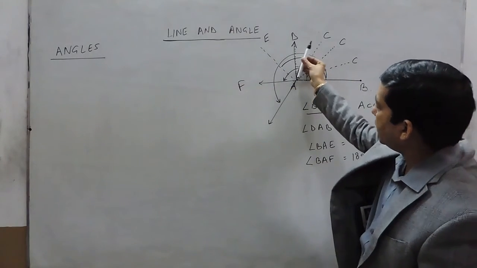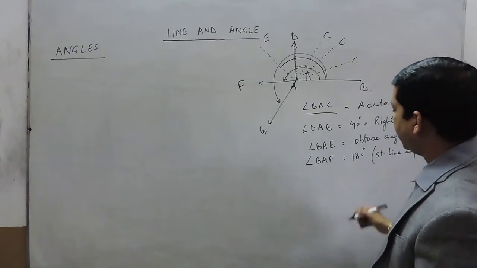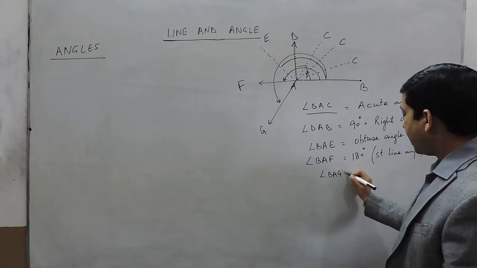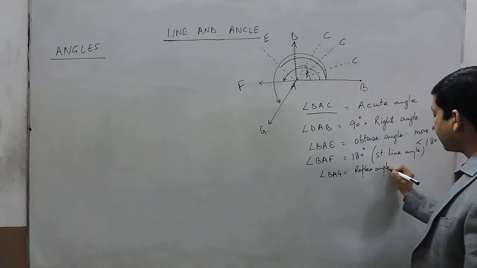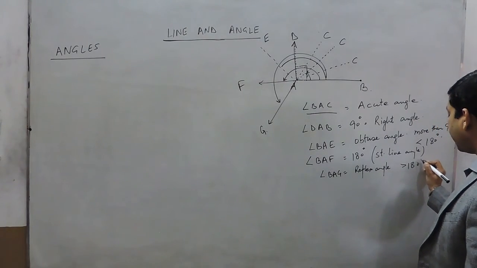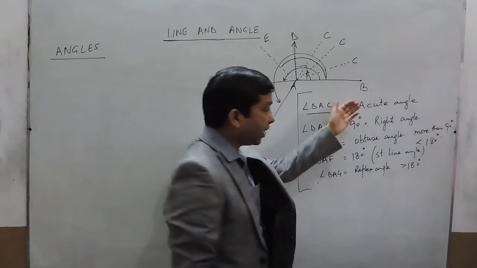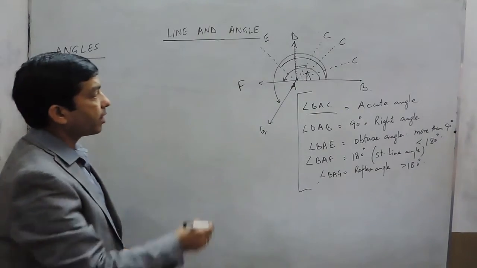And above this 180 degrees, we can make an angle from B going towards D, then towards F, then any point, let's say G, and this angle BAG is known as a reflex angle, which is more than 180 degrees. So on the basis of angles, we can define that these kinds of angles are possible.